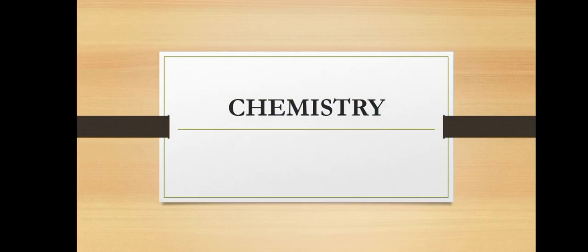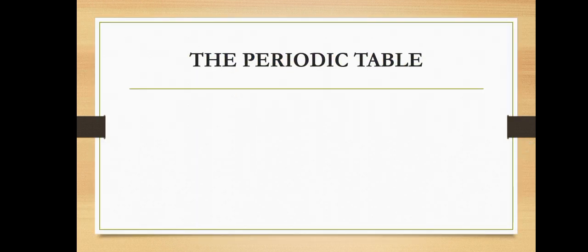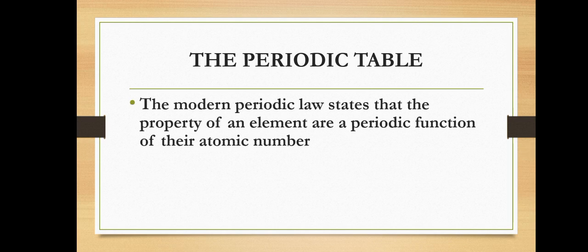One of the most important classifications in chemistry is the arrangement of elements in the periodic table. Yes, so we'll be considering the periodic table today, and our subtopic will be families of elements. The modern periodic law is the first thing we should consider. It was stated by Mendeleev, and it says that the properties of an element are a periodic function of the atomic number.